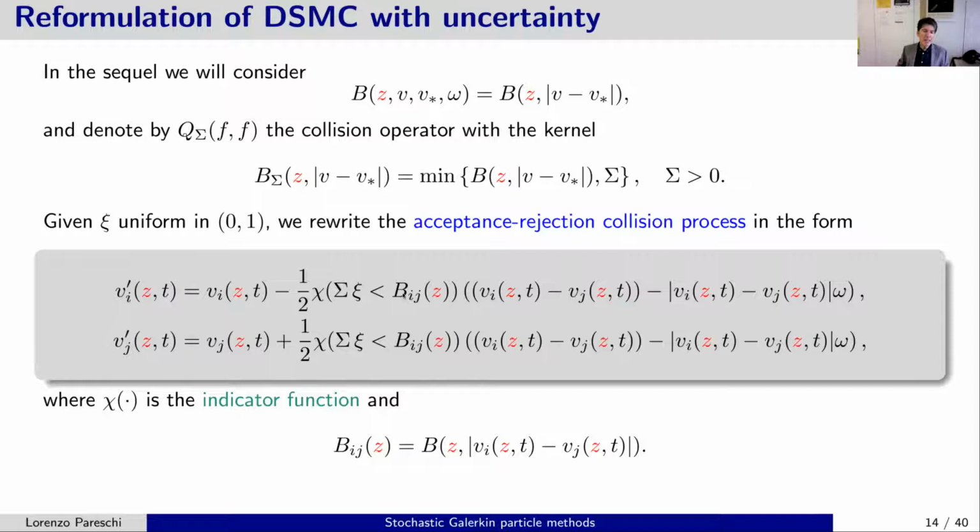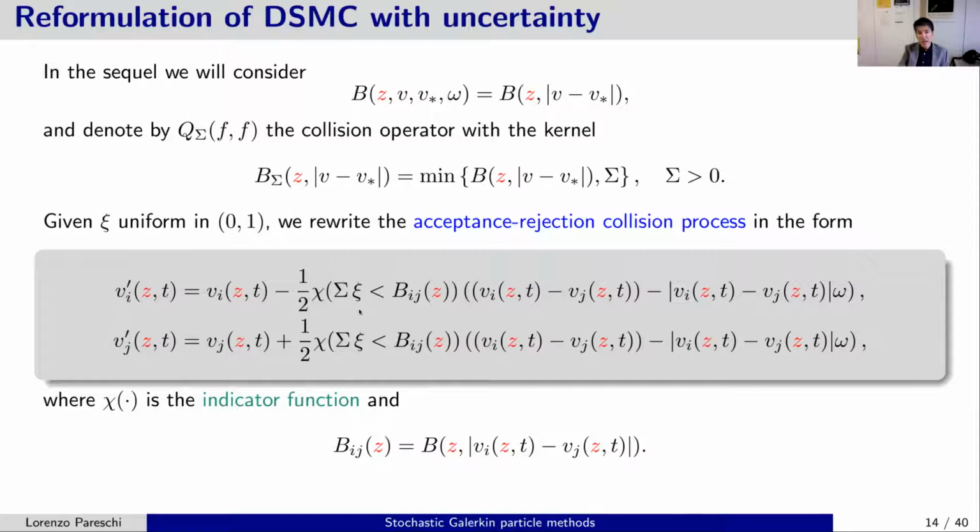So now consider the case with uncertainty. We can just reformulate the acceptance rejection collision process as follows. So we have two velocities, Vi and Vj, and the new values are Vi prime and Vj prime, and these are the way these are computed. Compared to the standard dynamic, we have the presence of these two indicator functions, which permits to reformulate the dynamic without the explicit presence of the acceptance rejection as it was before.